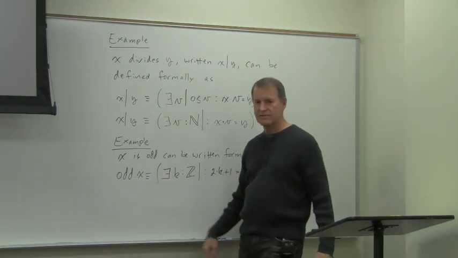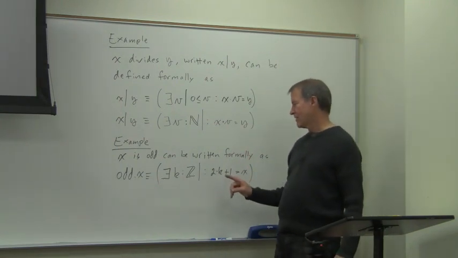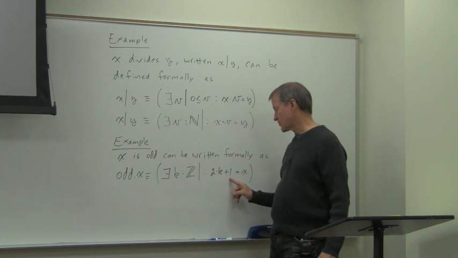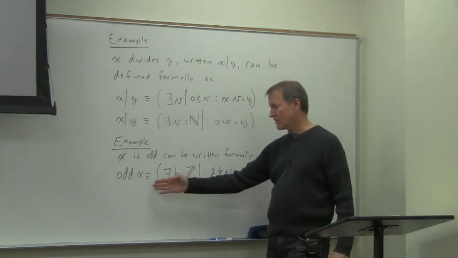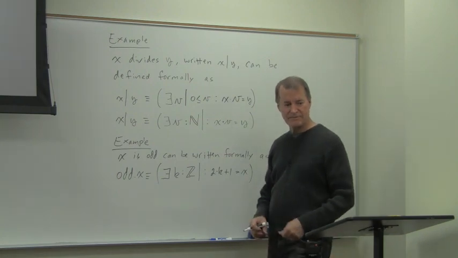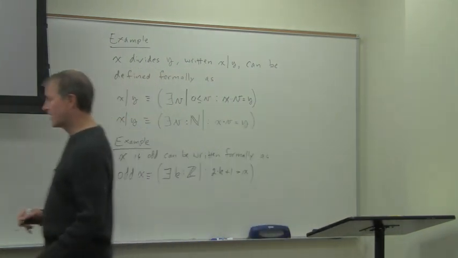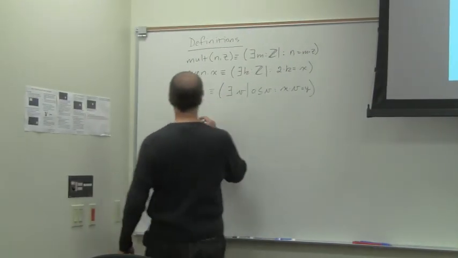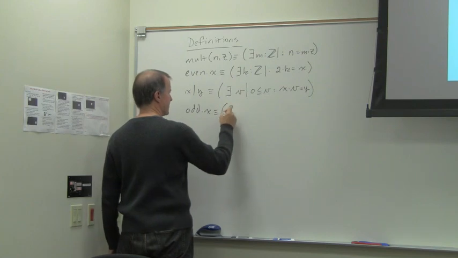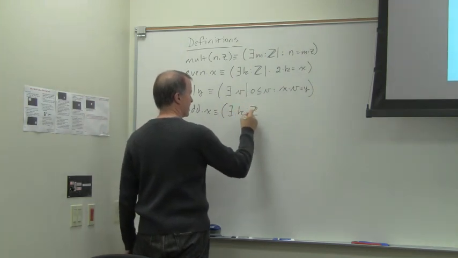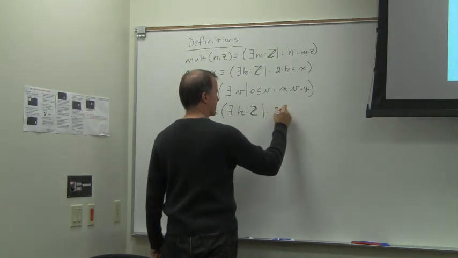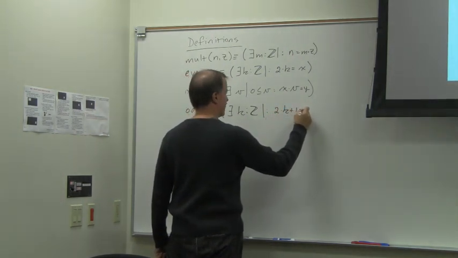Because what exists? There's a K. What is it? Because 12 exists. 12 times 2 plus 1 is 25. That's why 25 is odd. Is everybody with me on this? So odd dot x, so that's this one. Odd dot x equals there exists a k, integer, 2 times k plus 1 equals x.